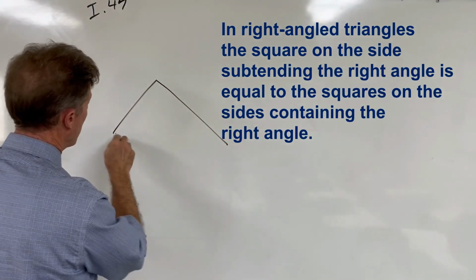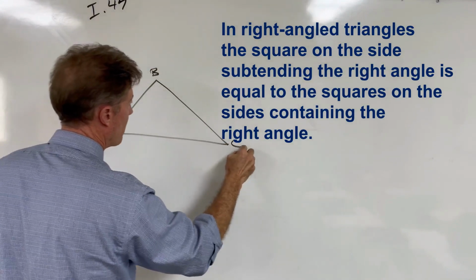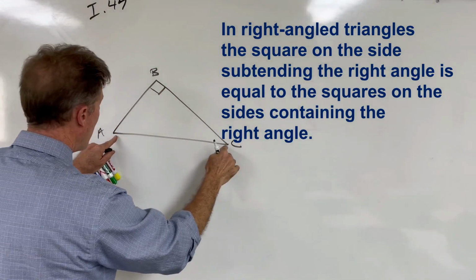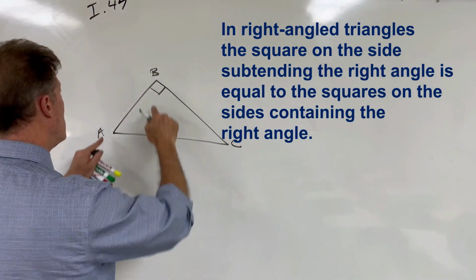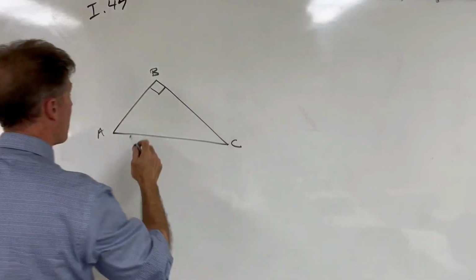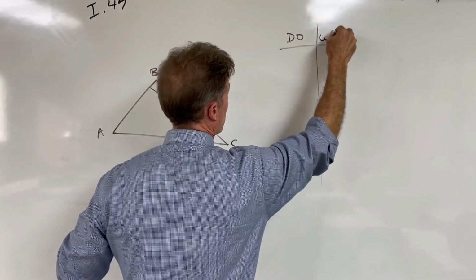So if we have a right triangle, triangle ABC, here's our right angle. I say that the square on AC is equal to the squares on AB plus the square on BC. So let's keep track of our proof here.